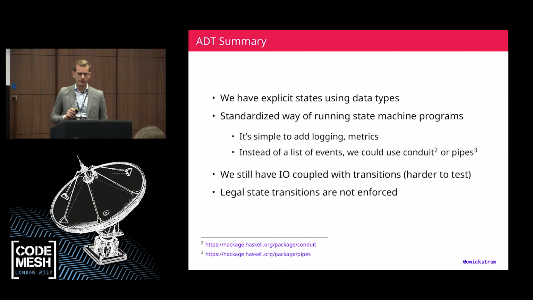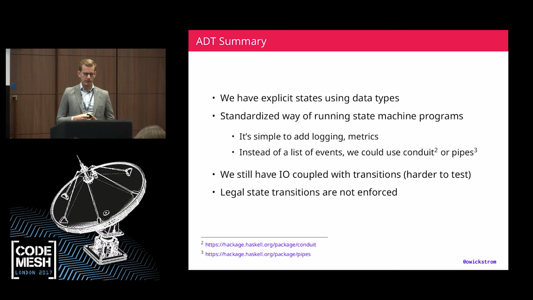To summarize this part, we have explicit states and explicit events using data types. We can provide things like a standardized runner, logging, and metrics. Instead of having a list of events, we might use the pipes library or conduit or what have you, some other way of feeding the events in.